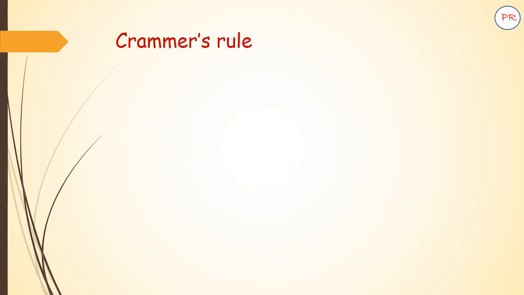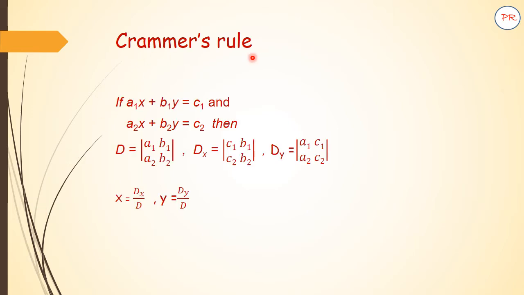Now we are going to discuss Cramer's rule. Let us see what this rule talks about. If a1x plus b1y is equal to c1 and a2x plus b2y is equal to c2 are the two simultaneous equations, then this will help us to find out the values of x and y.